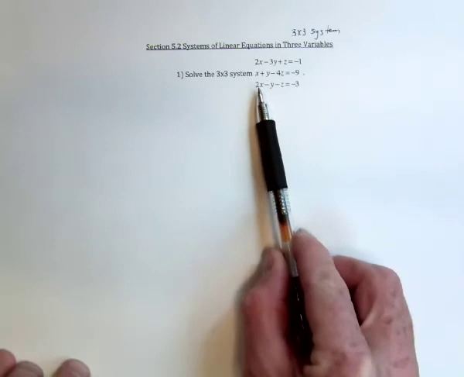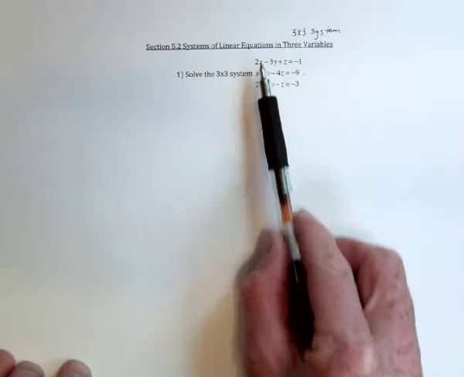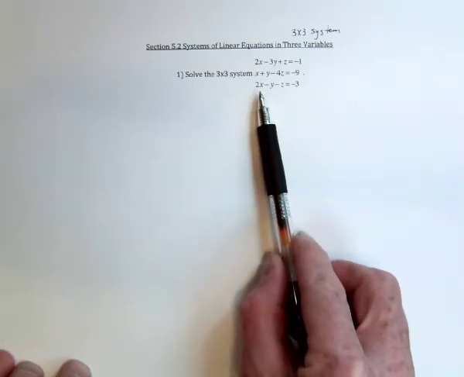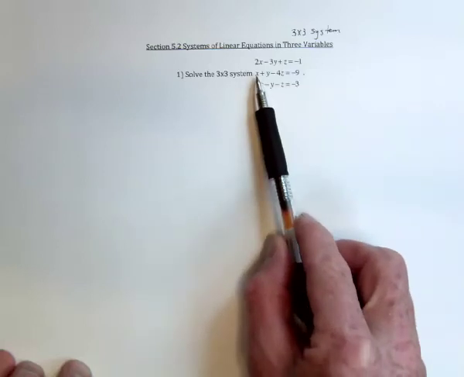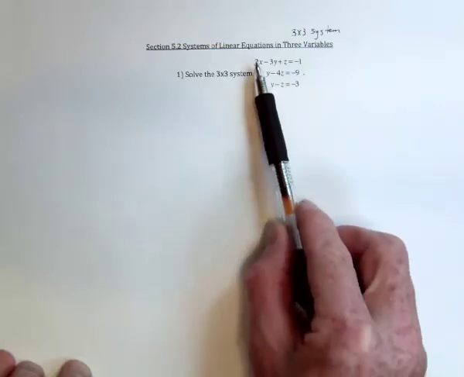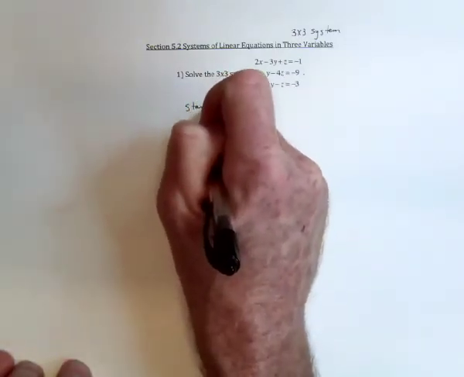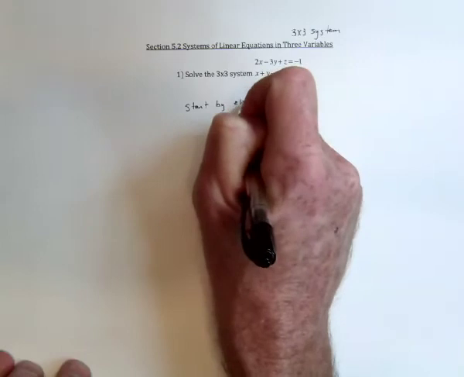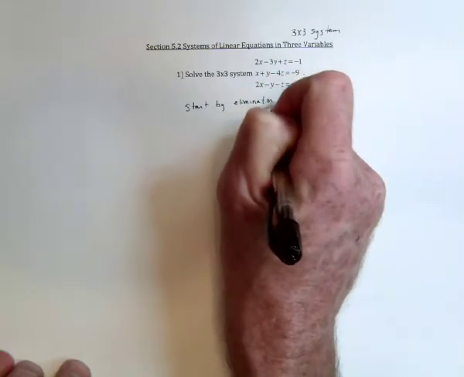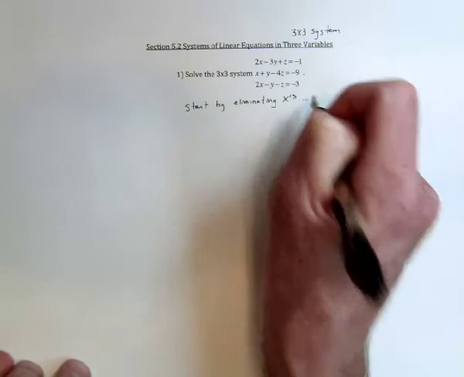So the first thing to do is decide, well, which of the variables do I want to eliminate? I need to eliminate one of them. And I think that I'm going to use the x's, because if I use the last equation and the first equation and I subtract them, the 2 x's will cancel. I could also use this equation and just multiply by a -2, and then it would cancel that x as well. So start by eliminating the x's.